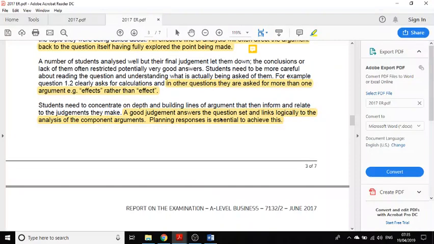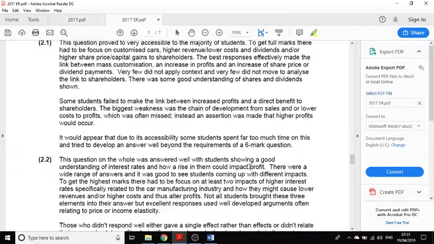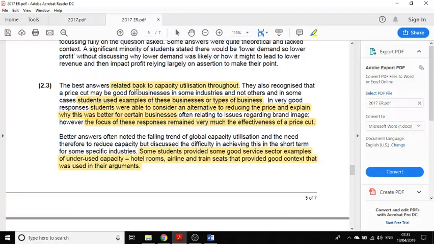What does the examiner's report say about this question? So the best answers relate back to capacity utilization throughout. This is a question about capacity utilization. They also recognise that a price cut may be good for businesses in some industries and not others, and in some cases students use examples of these businesses or types of businesses. In very good responses, students are able to consider an alternative to reducing the price and explain why this was better for certain businesses. But the focus of the responses remained very much on the effectiveness of a price cut.